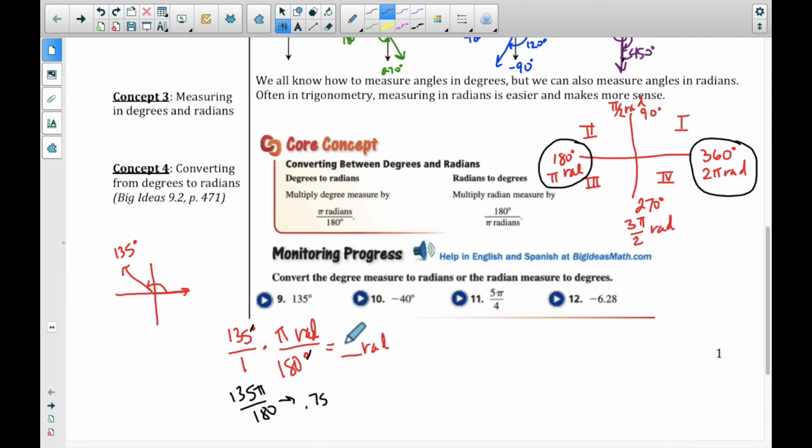It reduces to 3 pi over 4. Now, the pi is because of this pi over here. It's still there also. So the degrees canceled. The pi is still there, the radians is still there. My answer is 3 pi over 4.